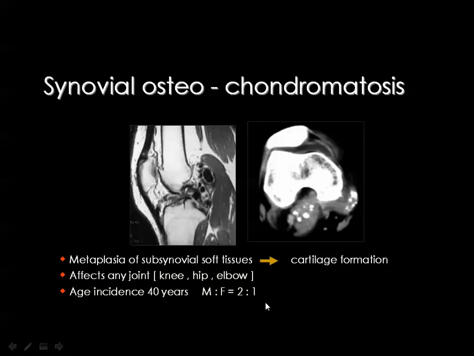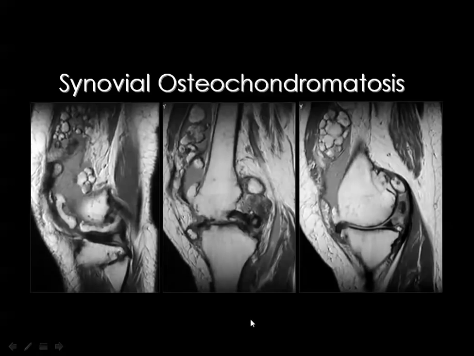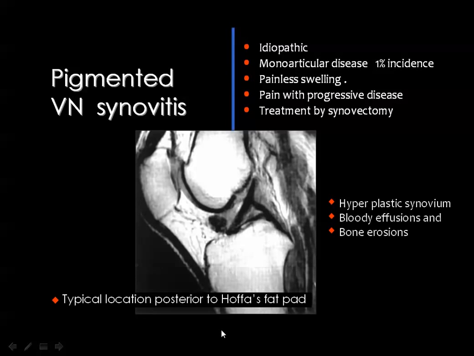Loose bodies will appear dense in the CT scan and will appear black in the MRI T1, T2, and the STIR images. This is an X-ray of the knee showing numerous loose bodies in the lateral compartment as well as in the suprapatellar bursa. An extensive case of loose bodies within the knee joint. You see all these are loose bodies representing a case of synovial osteochondromatosis.